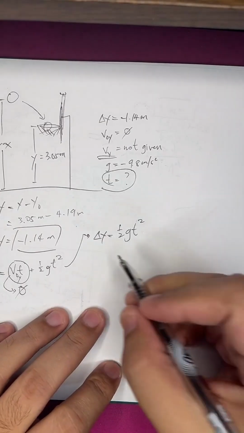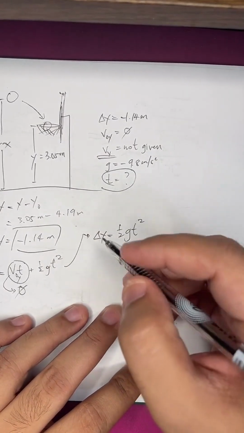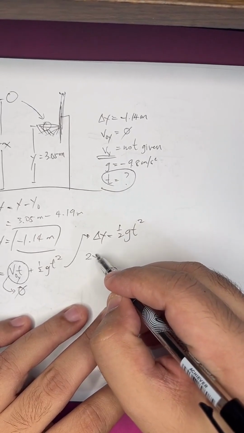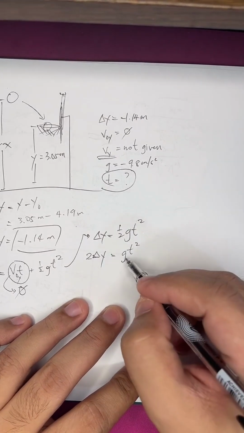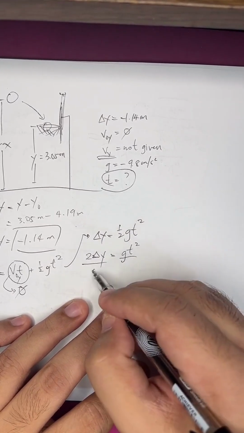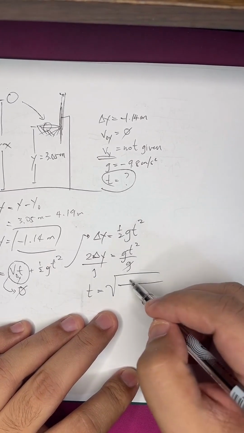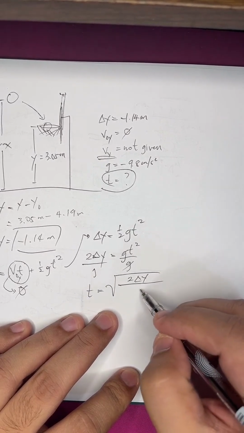Okay, now let's derive the equation. We multiply both sides by 2, so we end up with 2 delta y equals g t squared, and then divide both sides by g, and then get the square root of both sides, and then we will be having this form of the equation.